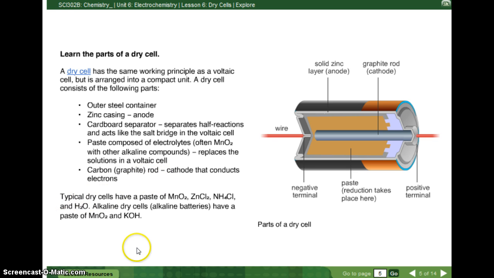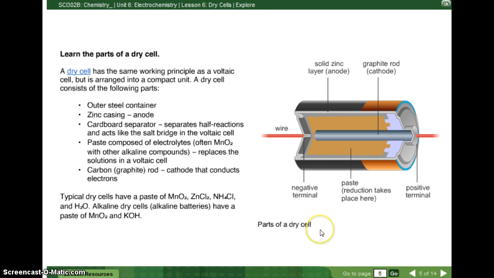Typical dry cells have a paste of manganese dioxide, zinc chloride, ammonium chloride, and water. Alkaline dry cells, or what we call alkaline batteries in real life, have a paste of manganese dioxide and potassium hydroxide. Sorry, manganese dioxide. Yeah, I did say that right.